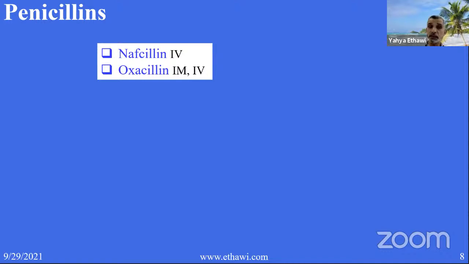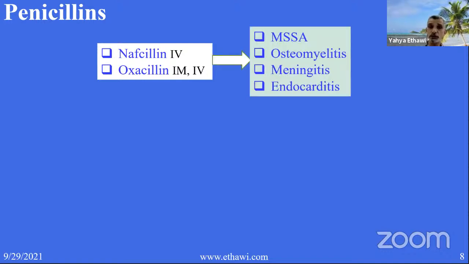The other is nafcillin and oxacillin. Nafcillin and oxacillin are very good for MSSA, and they penetrate tissue very well, and therefore they are very good for osteomyelitis. They do not need vascularization, and inflammation also increases their penetration. Therefore, they're a very good choice for avascular lesions such as osteomyelitis, meningitis, and endocarditis. However, it should be MSSA, not MRSA.